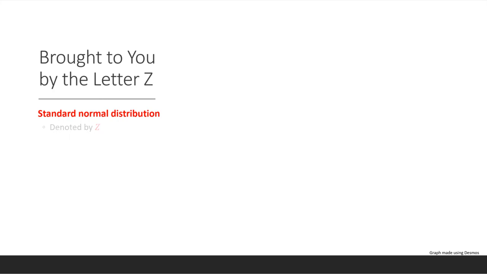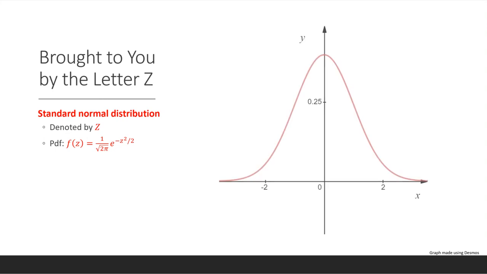Standard normal distribution, which we usually denote by the letter Z, is given by this PDF here. When you graph it, the graph of the PDF looks like this. Okay, you have the PDF. How do we calculate probabilities using this PDF?